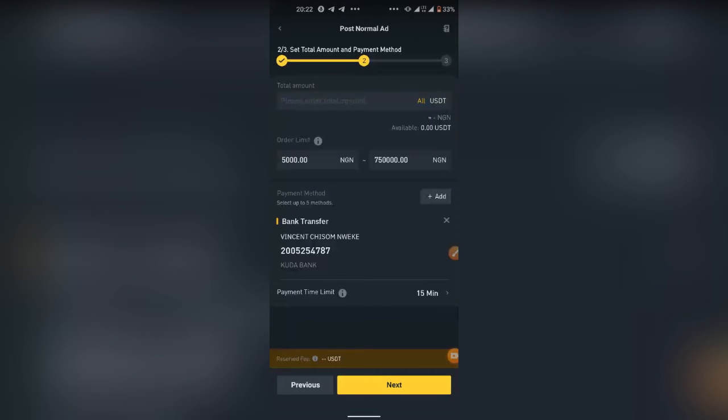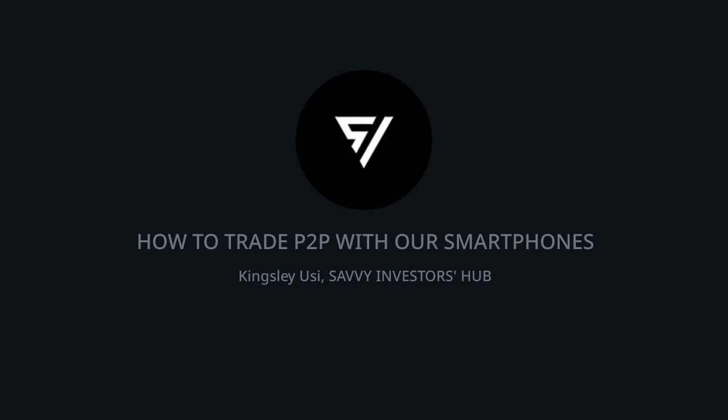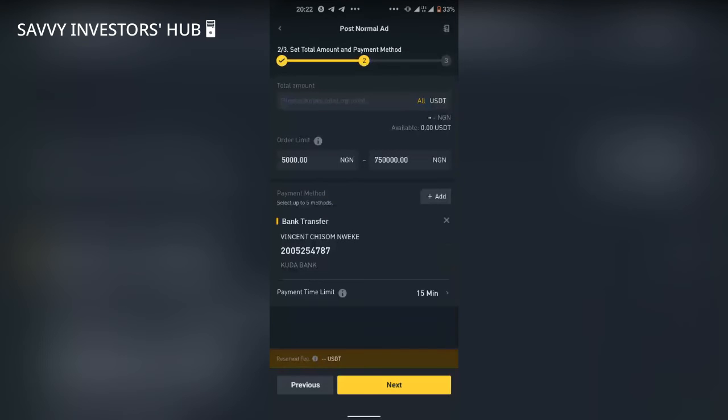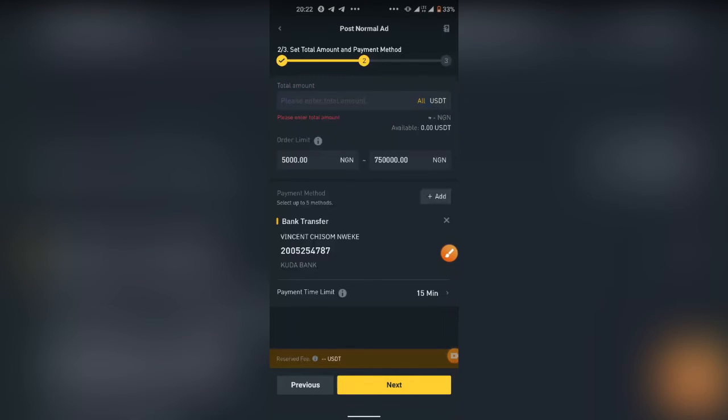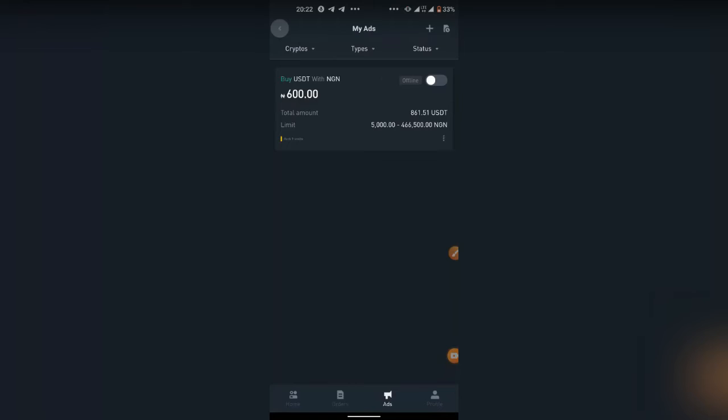So now I don't have USDT here. I will go to transfer USDT, but this is how you should be now, right? So you should add the amount of USDT you wanna transact with here. Then you click next. So let me go to my spot wallet and transfer USDT to my Binance P2P. This is actually interesting. So you will also know how to transfer it yourself.